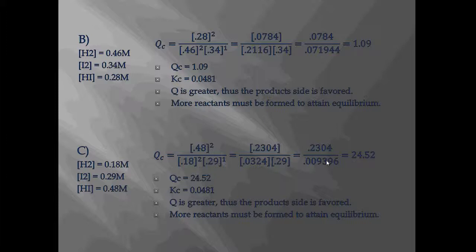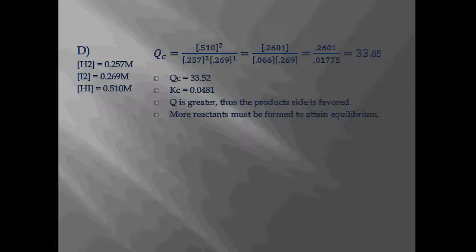In part C, H2 is given as 0.18, I2 is given as 0.29, and HI is given as 0.48. Again, simply plug the numbers into the reaction quotient formula and solve. Qc ends up being 24.52, and Kc, as still from before, stays the same at 0.0481. Yet again, Q is greater and the product side is favored. Thus, more reactants must be formed to attain equilibrium.